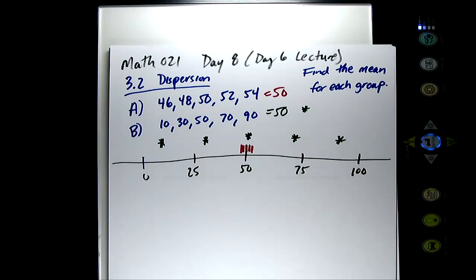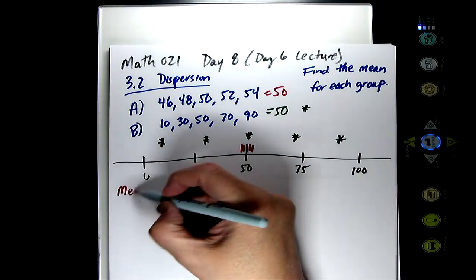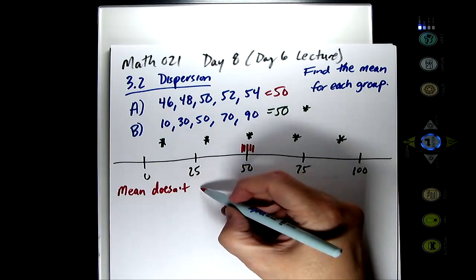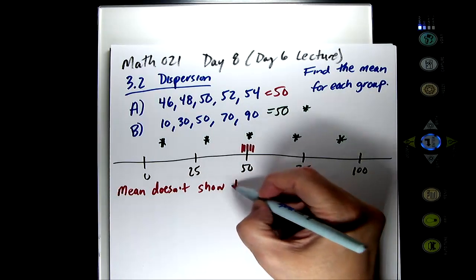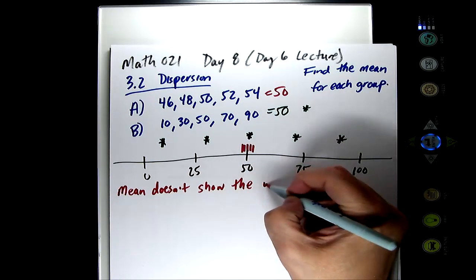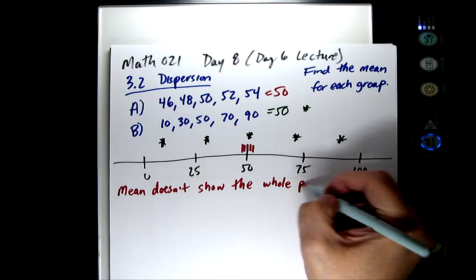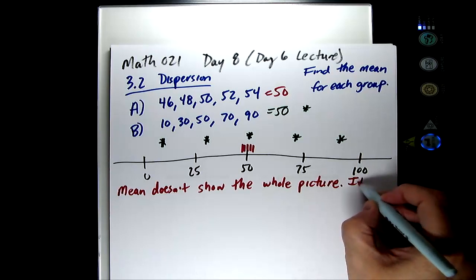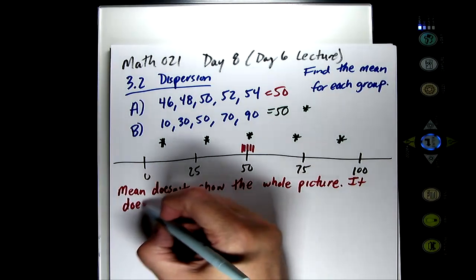So mean doesn't tell us everything. It doesn't show the whole picture. It doesn't show how spread out the data is.